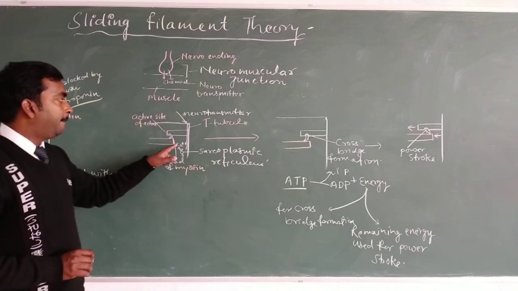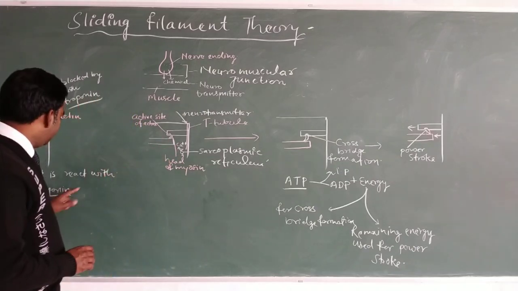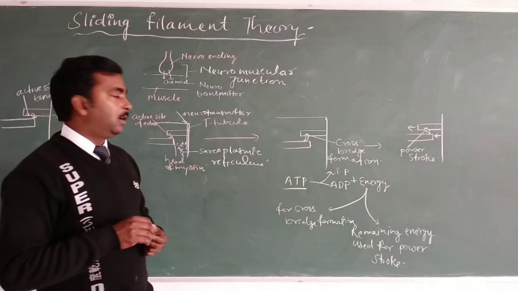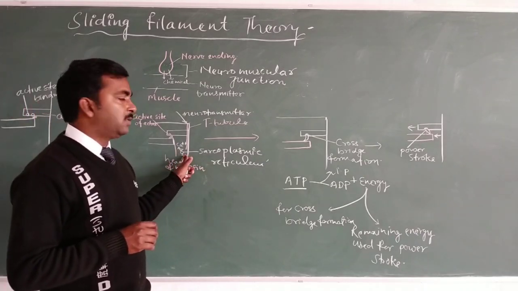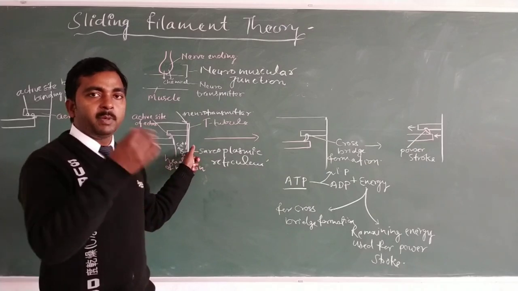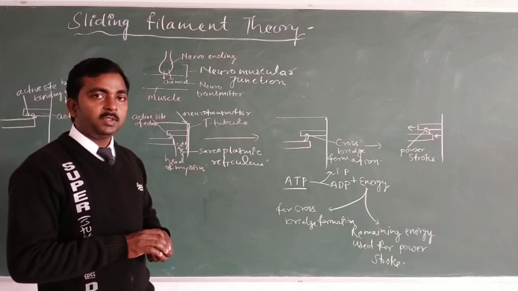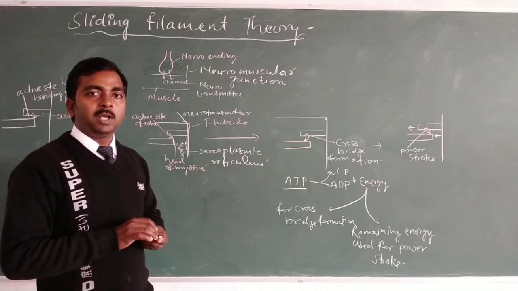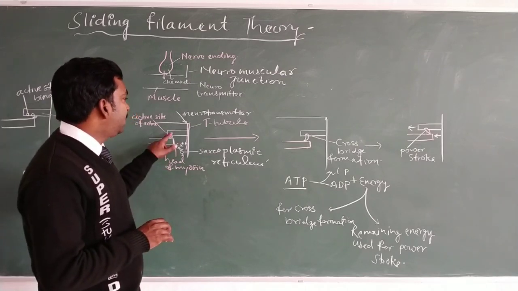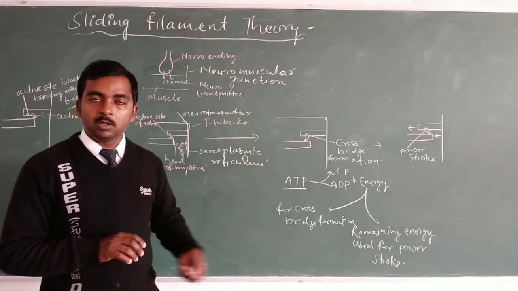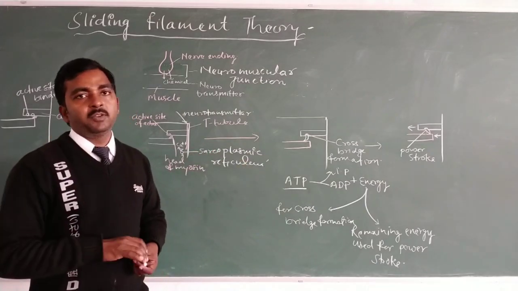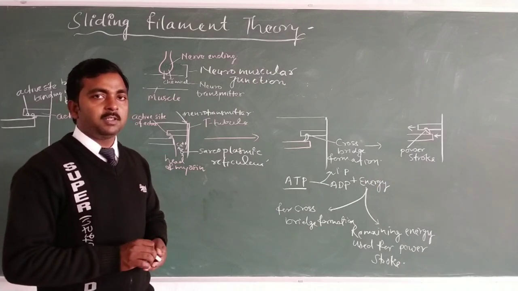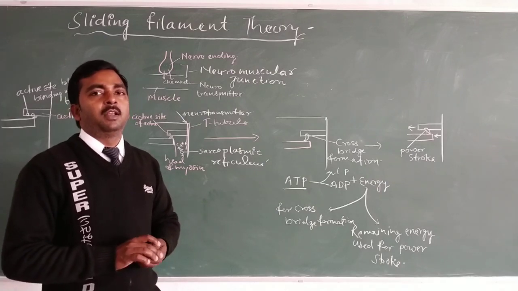And when the power stroke takes place, then again the calcium ion is released from the troponin and tropomyosin and restored into the sarcoplasmic reticulum. And after receiving of calcium ion by the sarcoplasmic reticulum, the active site again becomes blocked by the troponin and tropomyosin, and muscles get relaxed, or muscles go into the relaxed mode.